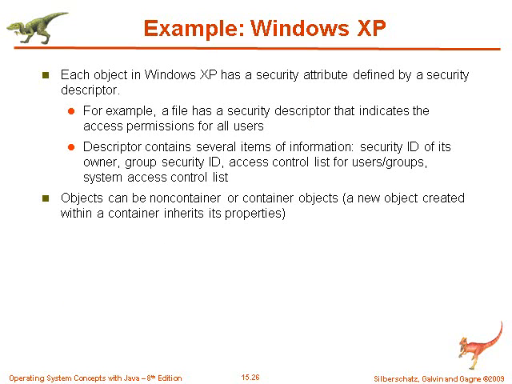In Windows XP, each object in the system has a security descriptor which contains several pieces of information, including the security ID of its owner, who can change permissions on it, a group security ID, an access control list for users and/or groups, and a system access control list for auditing purposes. Objects can be non-container objects, which are essentially standalone items like individual files, or they can be container objects that can include other objects. An example would be a directory, which can include files or subdirectories within it. By default, when a new object is created within a container, it inherits its permissions.